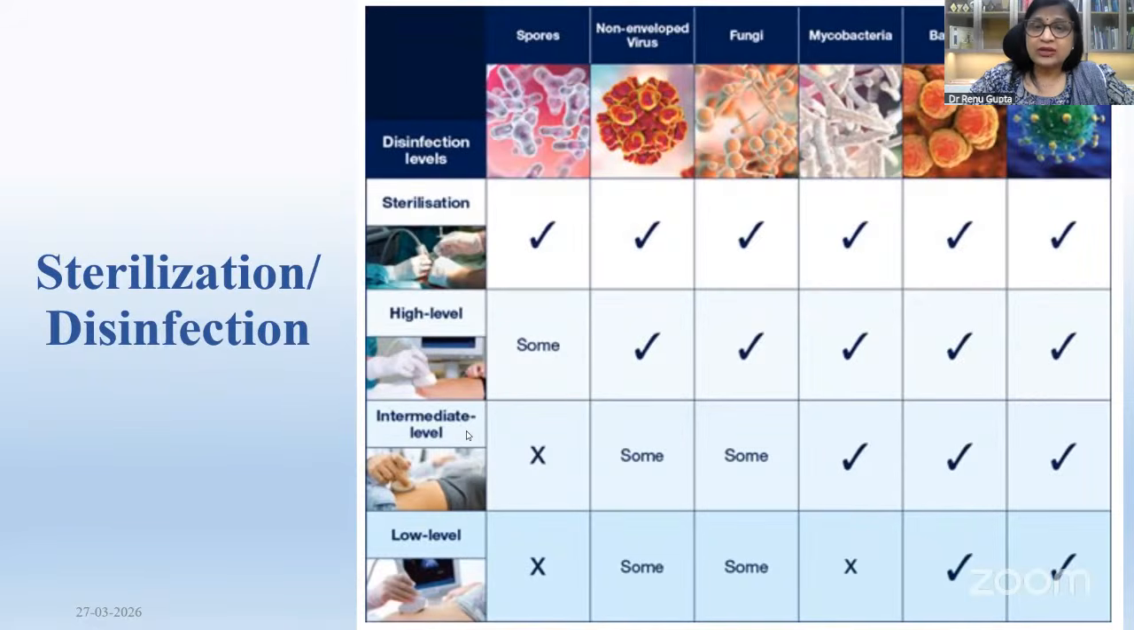Intermediate level disinfectants will not take care of spores. They will kill some of the non-enveloped viruses and fungi, and mycobacteria, bacteria and viruses will be killed. And a very low level of disinfectant, like those which we use on surfaces and floors, kills only enveloped viruses and bacteria. So this is a very important chart which gives you an overview of the entire sterilization and disinfection lecture.